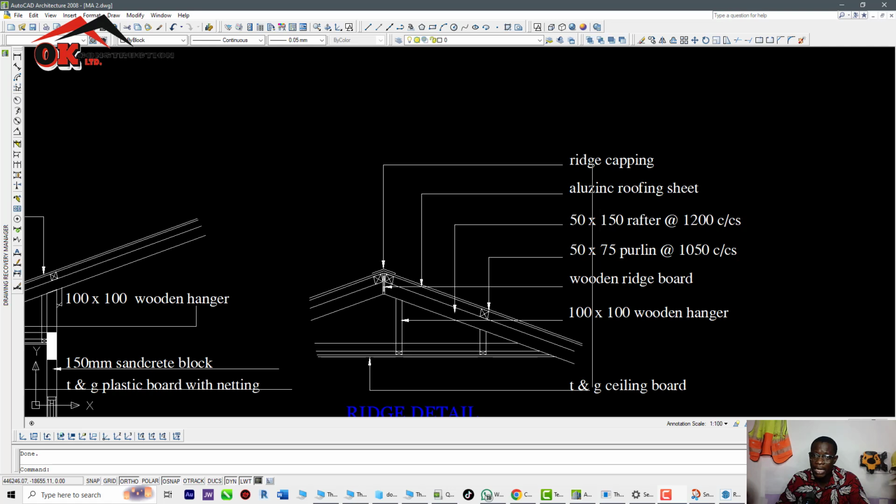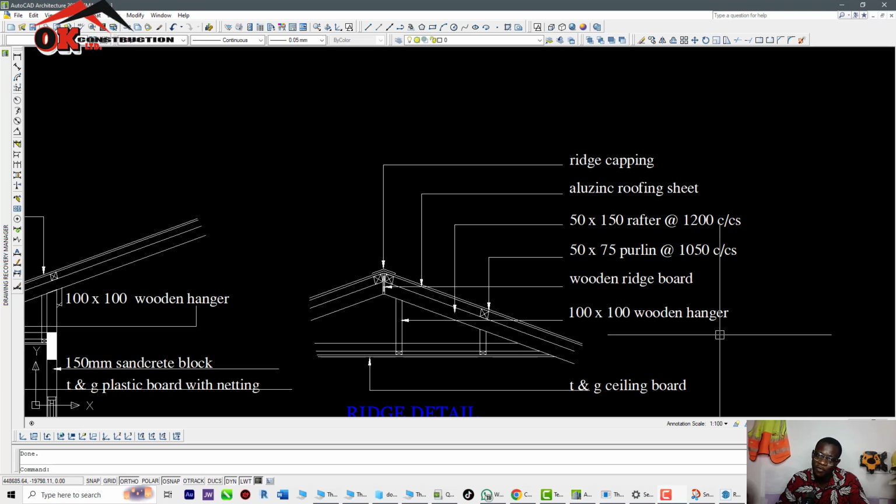All right, and the 100 by 100 wooden hangers, 100 by 100 wooden hangers. You can say 3 feet 3 inches, 75, meaning 100, and every 4 inches. I didn't know wooden hangers use 4 inches. Wooden hangers, the architect uses 4 inches.